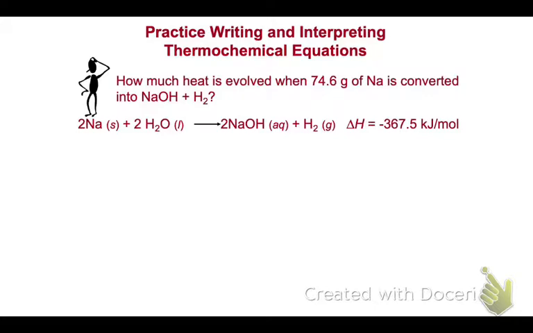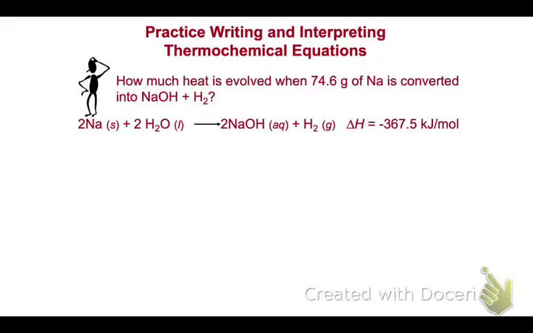It is suggesting that 2 moles of solid sodium react with 2 moles of liquid water to give me 2 moles of sodium hydroxide solution and 1 mole of hydrogen gas. Delta H is negative 367.5 kilojoule, so it's an exothermic reaction. I know a relationship, and this is very important here.